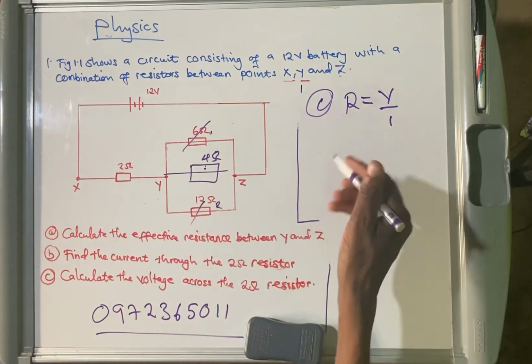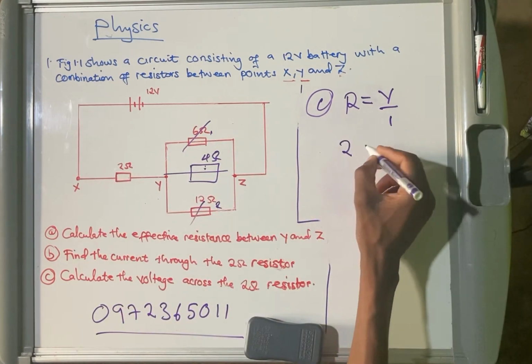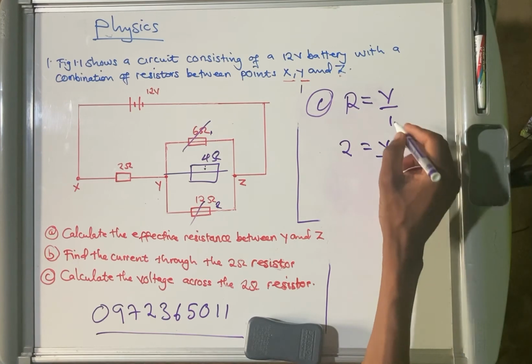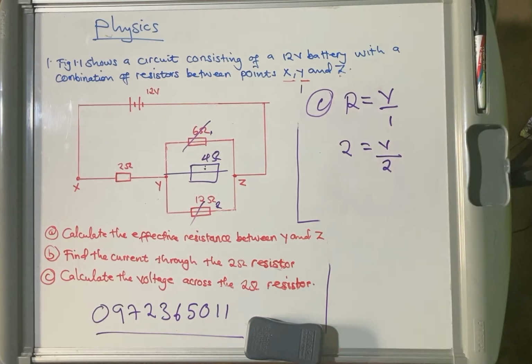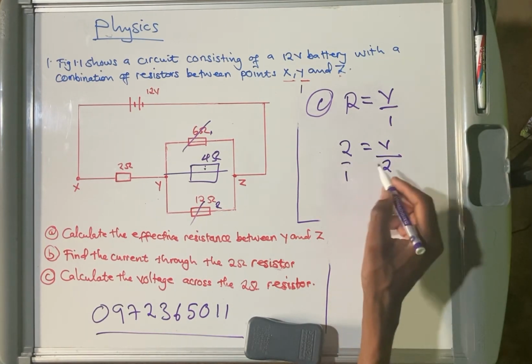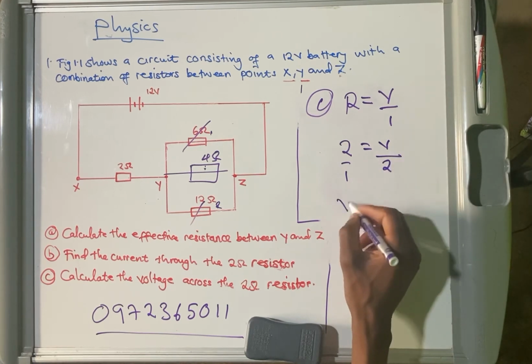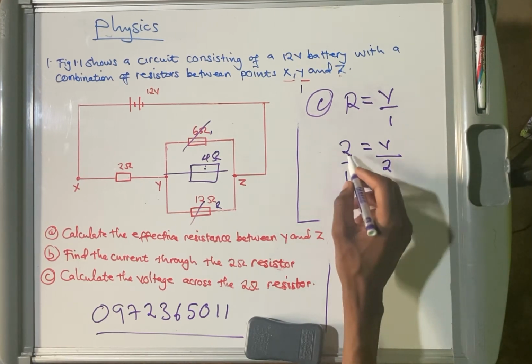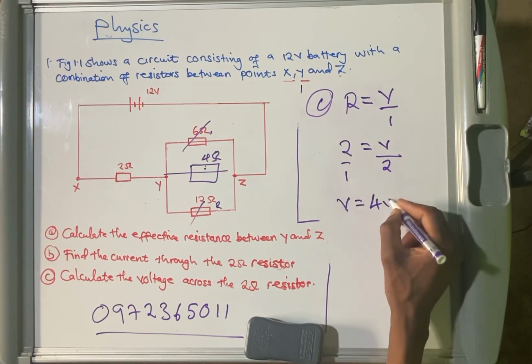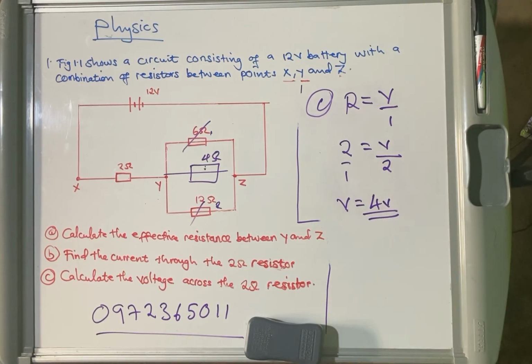This is the 2 ohms resistor. So we have 2 equals voltage over current, which we found is 2, so 2 over 1. And voltage times 1 is voltage, which equals 2 times 2, 4 volts. So the voltage across the 2 ohms resistor is 4 volts.